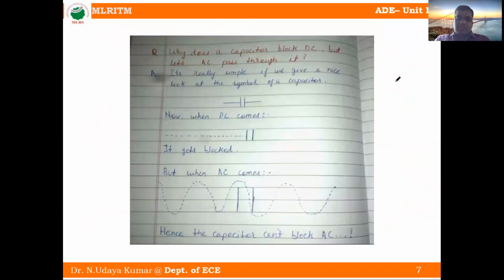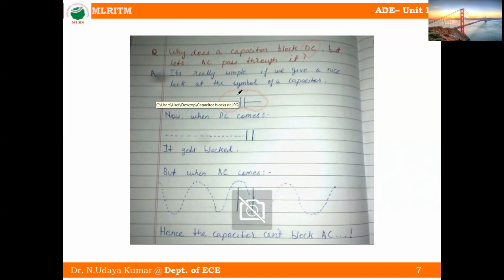One of the students wrote, it is like a joke: why does a capacitor block DC, a direct current, but let AC pass through it? One of the students wrote this in an exam. Take it as a joke. It is really simple. The student wrote like this. Take a nice look at the symbol of a capacitor. The capacitor symbol is like this.